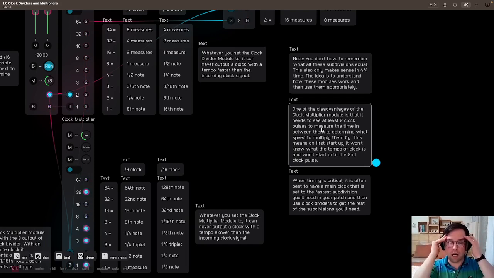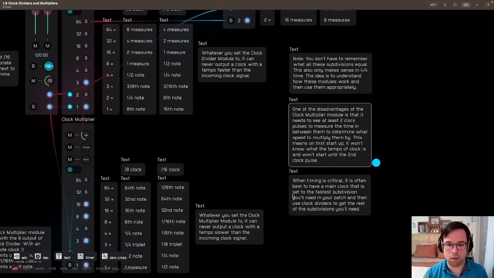So imagine the clock multiplier can't see into the future. It can't say, okay, I know the clock that's going to come into me is going to be this speed, and thus here are all the subdivisions. What it does is it looks at the time in between one clock pulse and the next one, and then that distance in between in time is the base multiplier of all the rest of these.